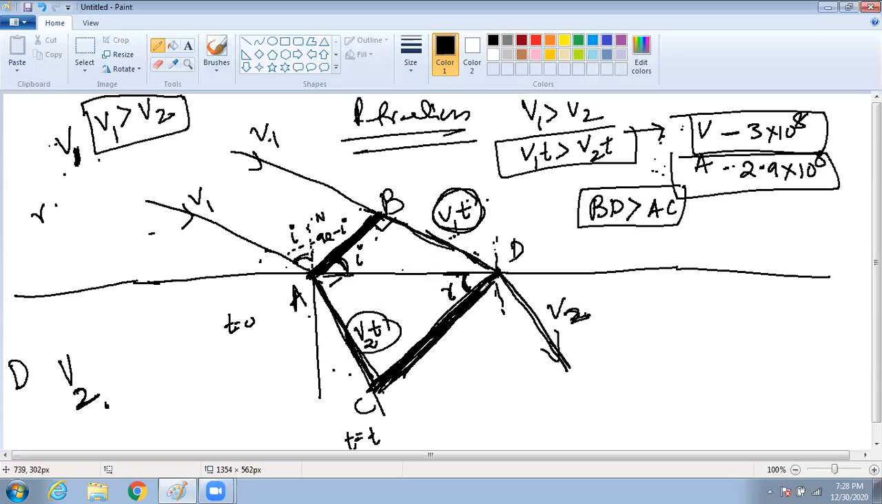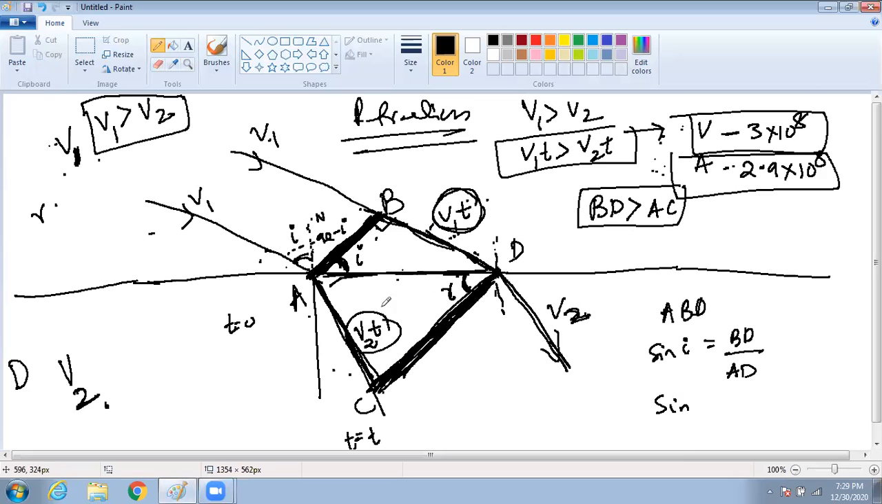Okay. Now let us consider two triangles. This triangle A, B, and D. In ABD, what will be sine I? Sine of an angle is what? Perpendicular by hypotenuse, correct? So BD by AD. This is the hypotenuse.